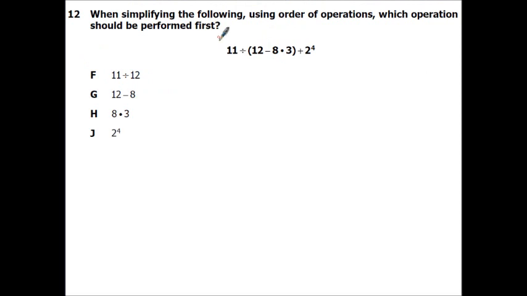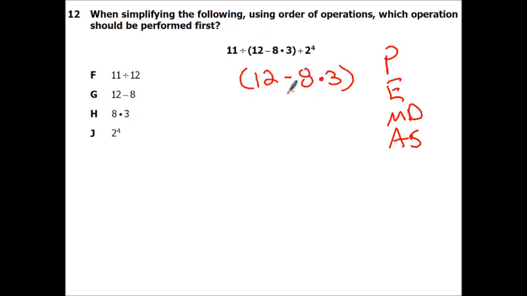Alright, 12. When simplifying the following, use order of operations. Which operations should be performed first? So again, parentheses, exponents, multiply, divide, add, subtract. So now, you have your parentheses here. So you have parentheses 12 minus 8 times 3. So you have to do whatever's in this parentheses first.